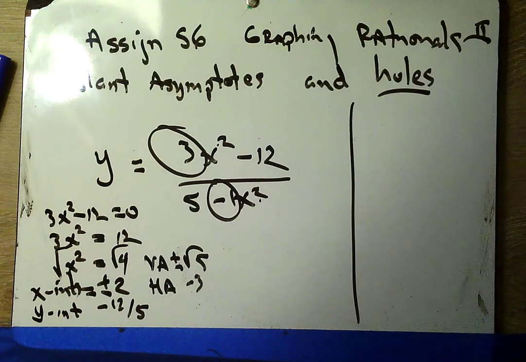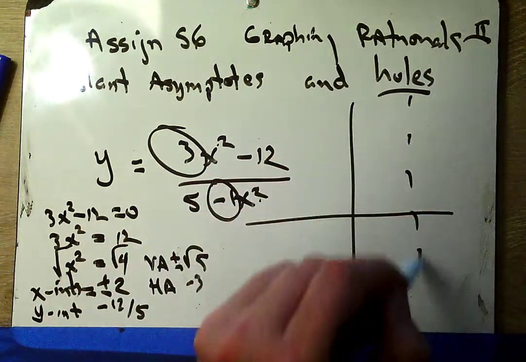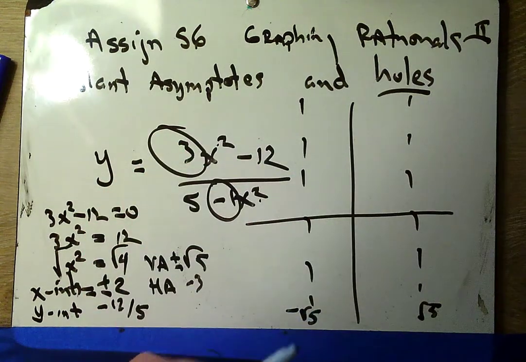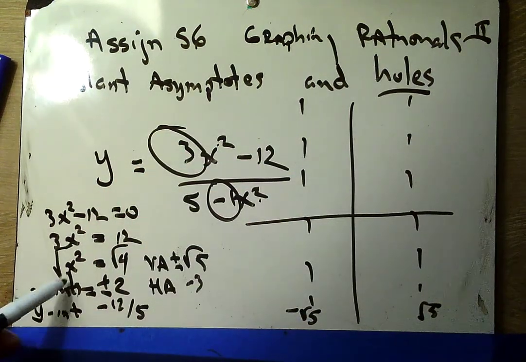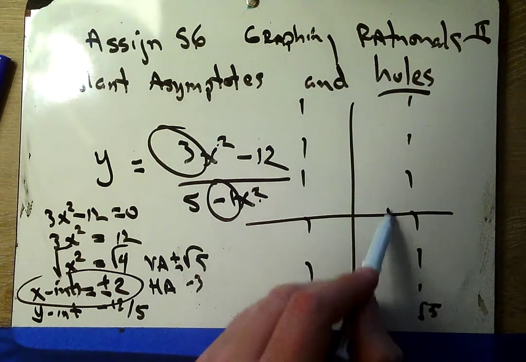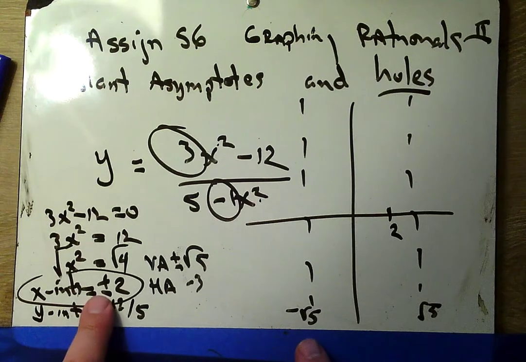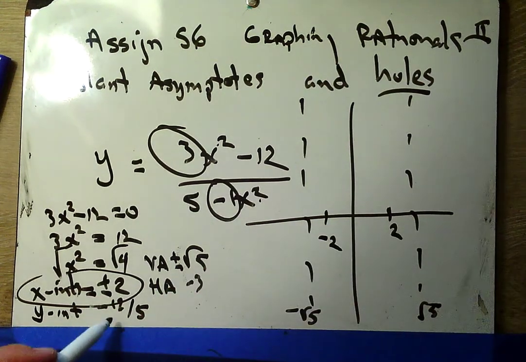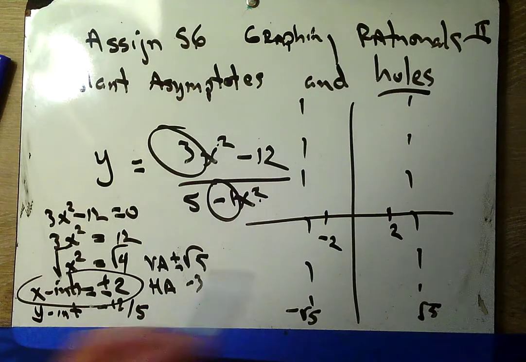We've got two vertical asymptotes, one over here at root 5, one over here at negative root 5. I have x-intercepts, remember, of plus and minus 2. Well, 2 is also the square root of 4. The square root of 4 is less than the square root of 5, so 2, but also at negative 2. This is a little bigger than negative 2 because it's the square root of 5, not the square root of 4. So negative 2 here. I have a y-intercept at negative 12 fifths.